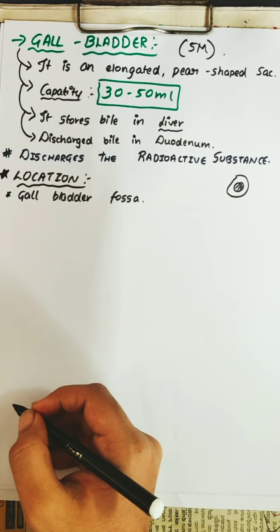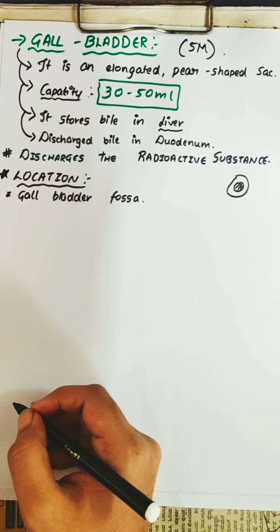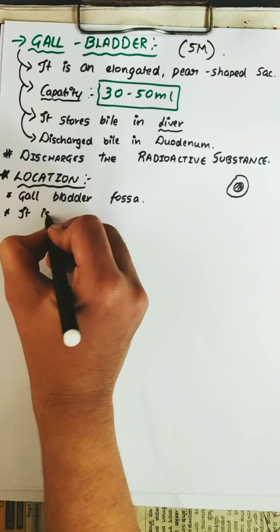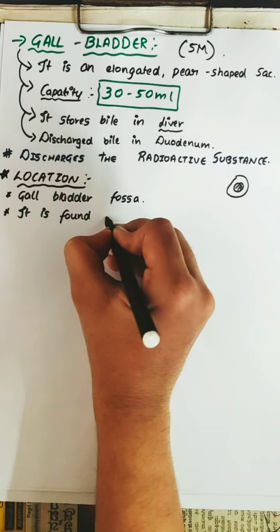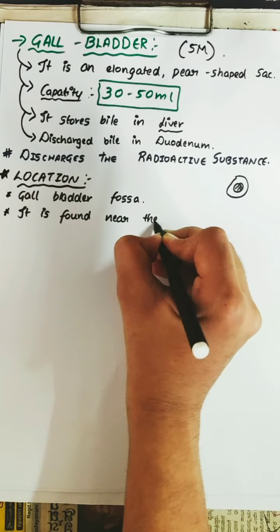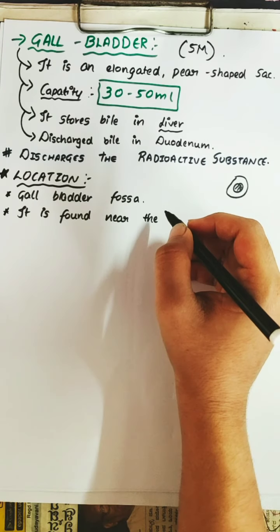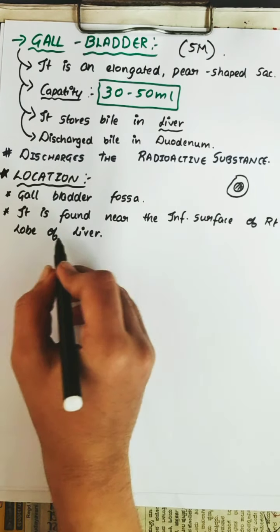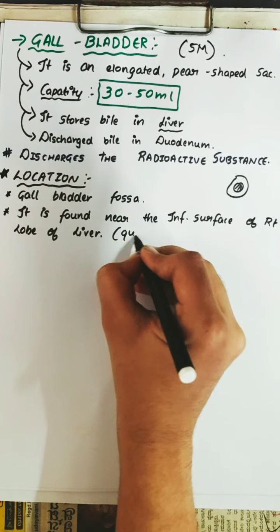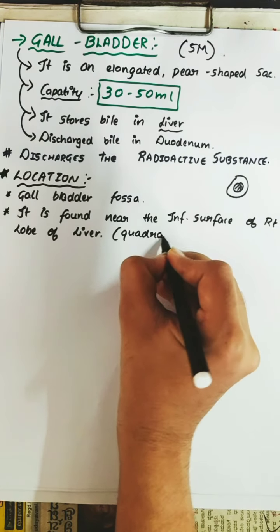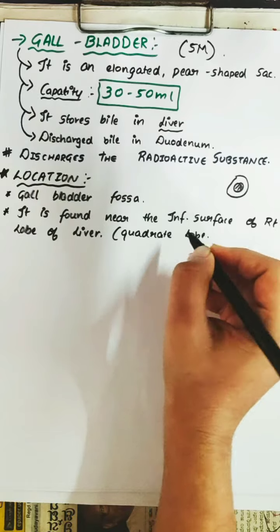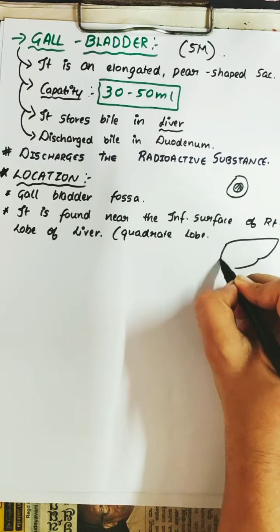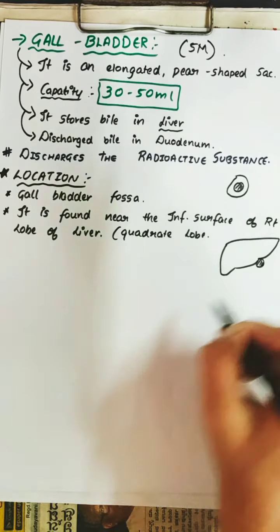It is found near the inferior surface of the right lobe of the liver, usually near the quadrate lobe. So the gallbladder is shown in the liver. This is the liver. There is an impression of the gallbladder here.